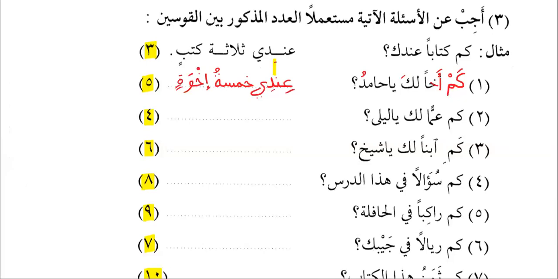نعم. Isn't it لي خمسة because it's talking about a person with intellect? أحسنت يا أويس. So we say كم أخا لك. So we don't say كم أخا عندك. Well done for spotting it. كم أخا لك يا حامد. You say لي خمسة إخوة. لي خمسة إخوة. ممتاز.